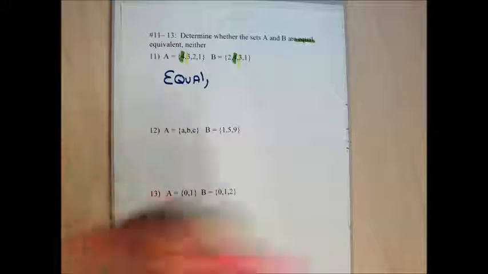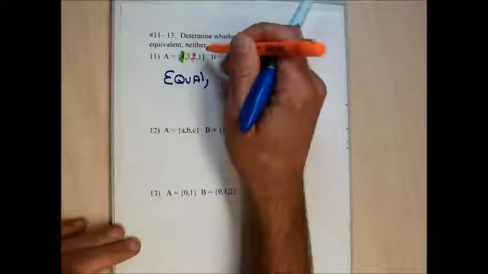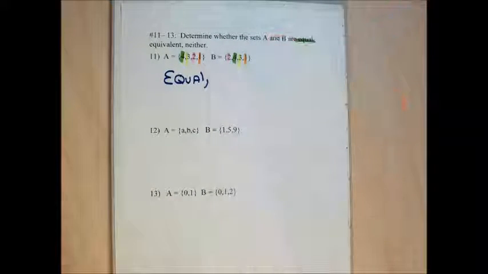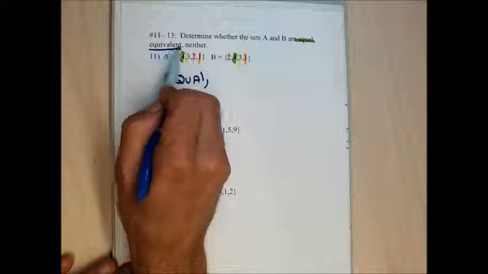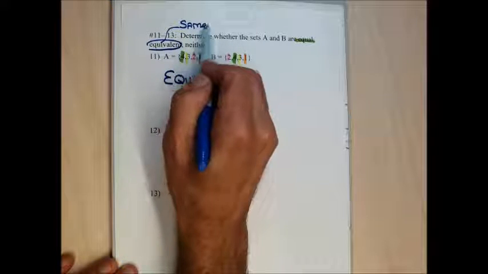Both sets have a 3. Both sets have a 2. And both sets have a 1. And they have exactly the same elements. There's no extra element in one set as opposed to the other. So those are equal sets. To be equivalent, you just have to have the same number of elements.